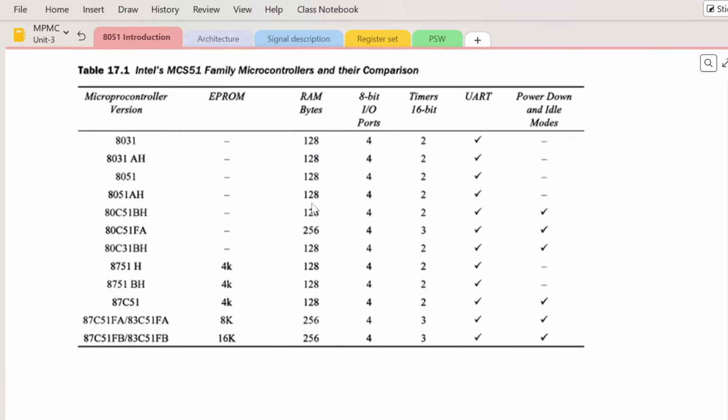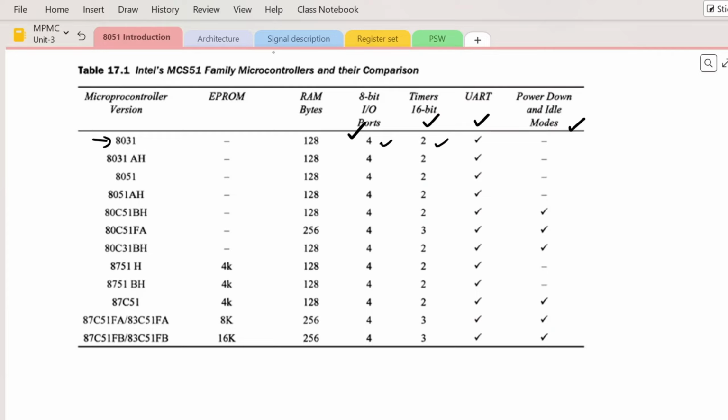This is a table which gives some of the microcontrollers that come under this Intel family. The first microcontroller is 8031. The columns are on-chip ROM, on-chip EEPROM, RAM, ports, timers, UART, and power saving modes. UART means Universal Asynchronous Receiver Transmitter. So in 8031 there is no on-chip ROM. It has 128 bytes of RAM, 4 IO ports, 2 timers, UART is available, and no power saving mode.